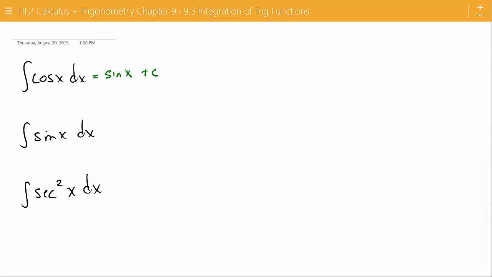And you might say, well, what would possess you to say that? And I would say, well, remember that the derivative of sine with respect to x is equal to cosine. So we're going this direction with antidifferentiation. So I'd like you to pause right now and see if you can fill in these other two antiderivatives. What's the antiderivative of sine x? And what's the antiderivative of secant squared x with respect to x?